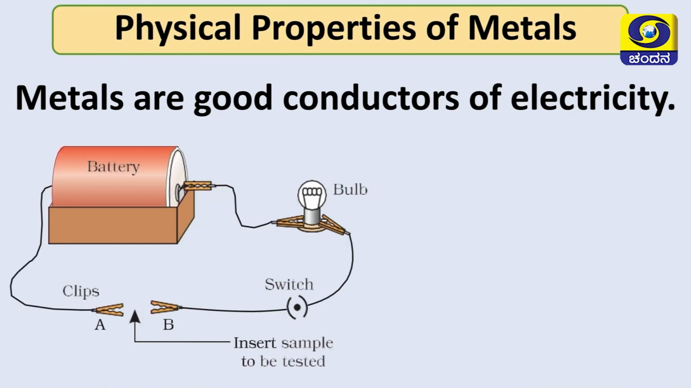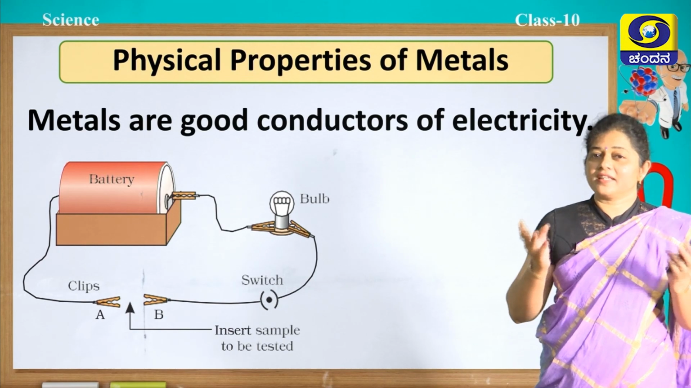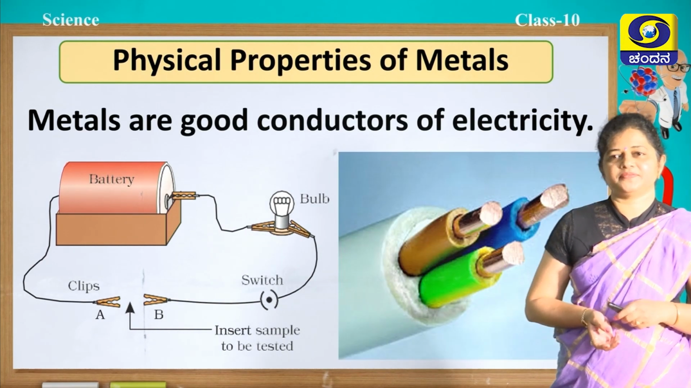And metals are very good conductors of electricity. So now you can see a setup over here where you can prove that metals are good conductors of electricity. For that you require a battery, a bulb, a switch and a wire. So when you insert the sample to be tested in between the clips A and B, and if the bulb glows, that means that the metals are good conductors of electricity, or they conduct electricity.